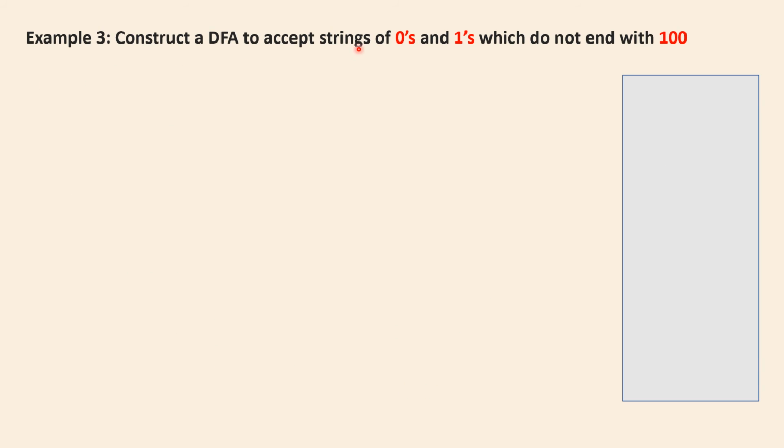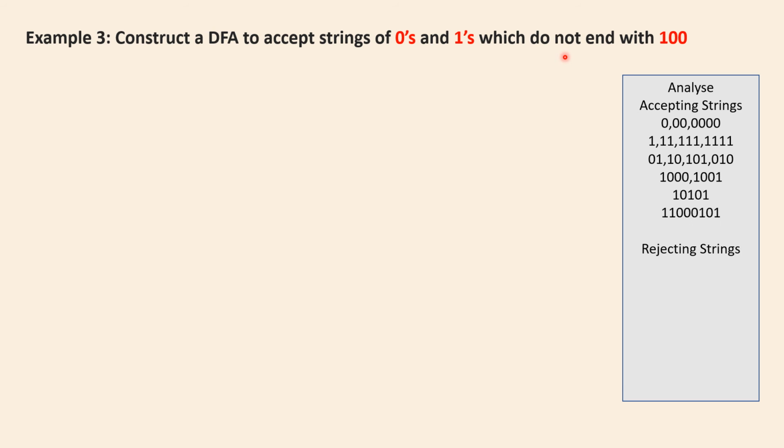So now look at this example. We just finished constructing a DFA to accept strings of zeros and ones ending with 100. Now here I have strings which do not end with 100, which means the strings that do not end with 100 are supposed to be accepted by the DFA. So let us see the analysis. The accepting strings are 0, 00 or n number of zeros, or ones, 2 ones or 3 ones or n number of ones, or 10 or 01 or 101.